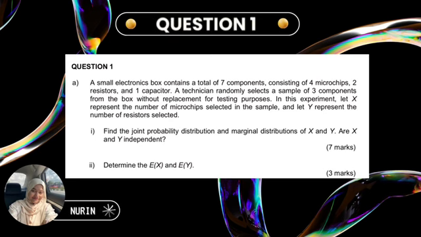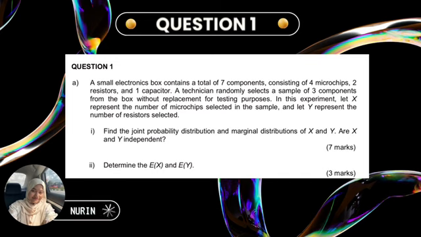So, first of all, we're going to answer question number 1 first. A small electronic box contains a total of 7 components consisting of 4 microchips, 2 resistors, and 1 capacitor. A technician randomly selects a sample of 3 components from the box without replacement for testing purposes. And in this experiment, let X represent the number of microchips selected in the sample, and let Y represent the number of resistors selected.